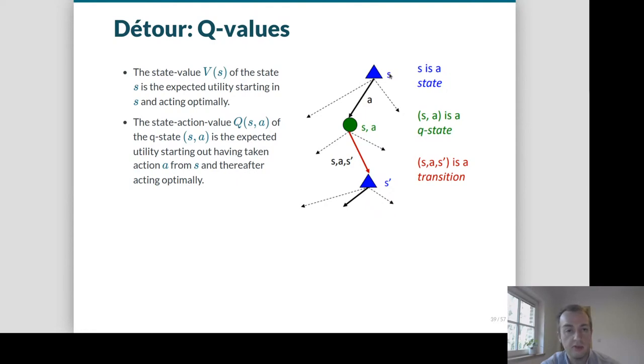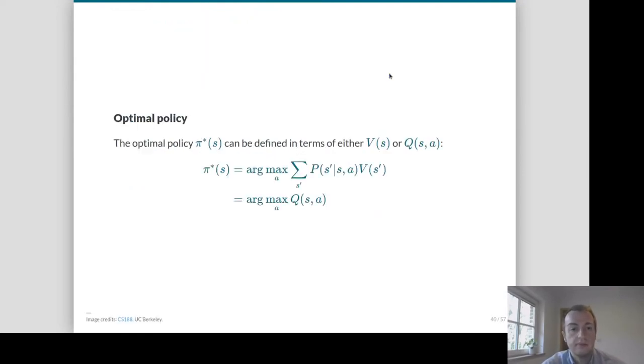So it's almost the same as the V value, in which we say we start in state S and then we act optimally. Now with Q, we say that we start in state S, we take action A, and then thereafter we act optimally. Now, what is nice with this new concept is that the optimal policy pi star can be defined in two different ways. It can be defined as before, so in terms of the V values.